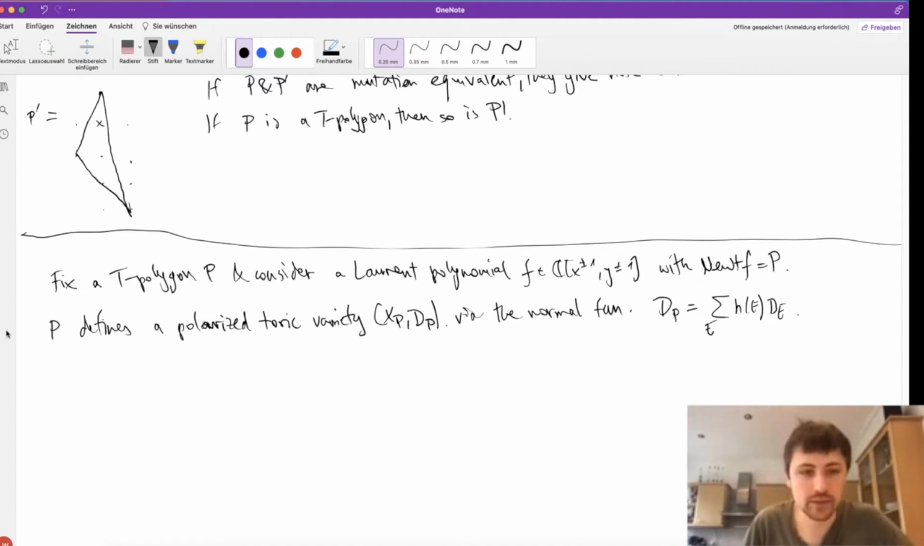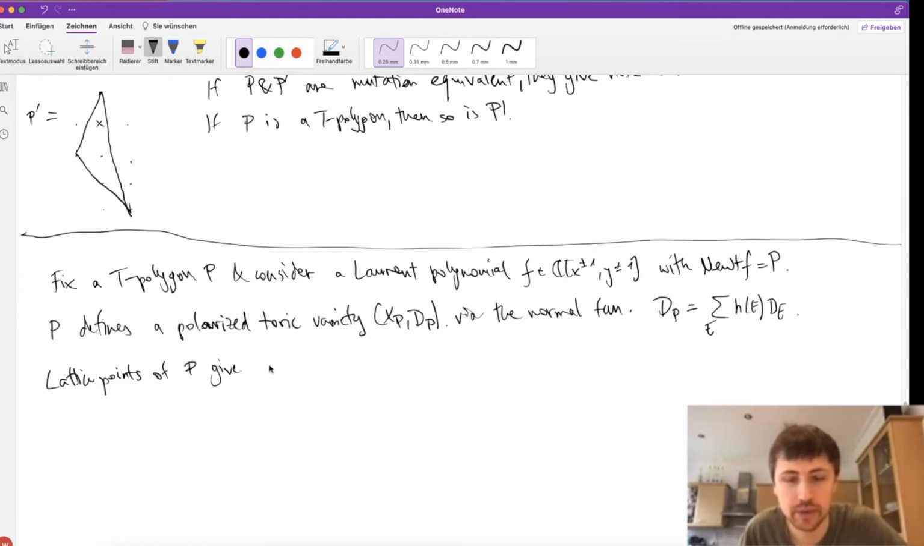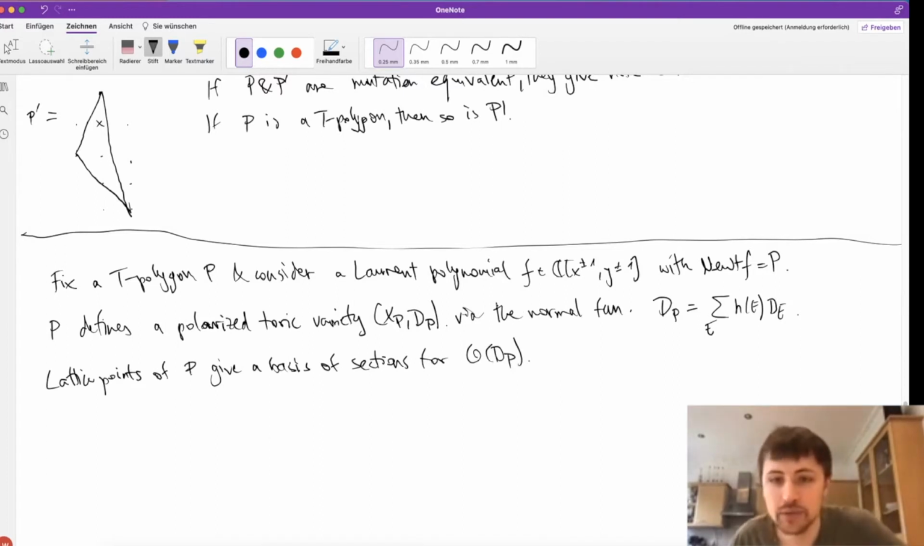And it appears with multiplicity equal to the height of the edge. And classical toric geometry results tell you that the lattice points of P give a basis of sections for this line bundle O(D_P). Now, in our context, we have two canonical sections. First of all, the Laurent polynomial is a linear combination of lattice points, so it gives us a section. But then we also assumed that 0 is in the interior of the polygon.